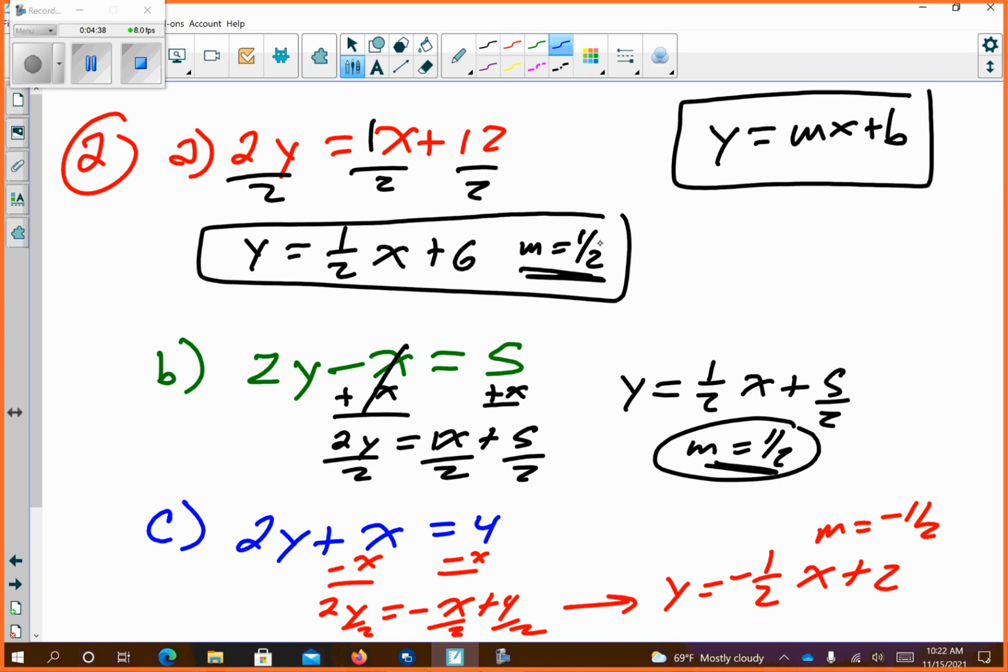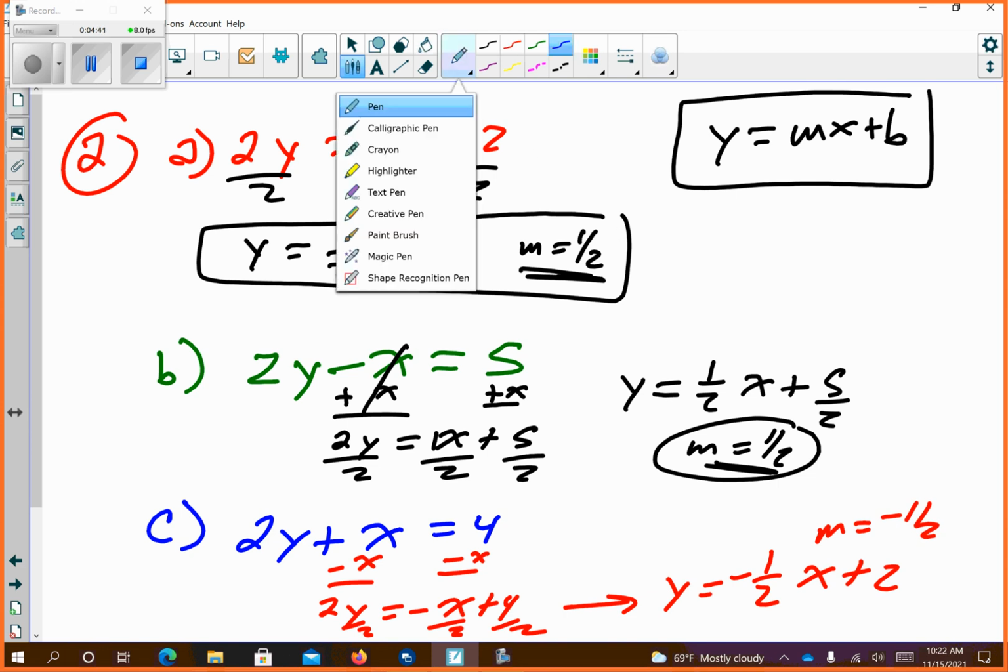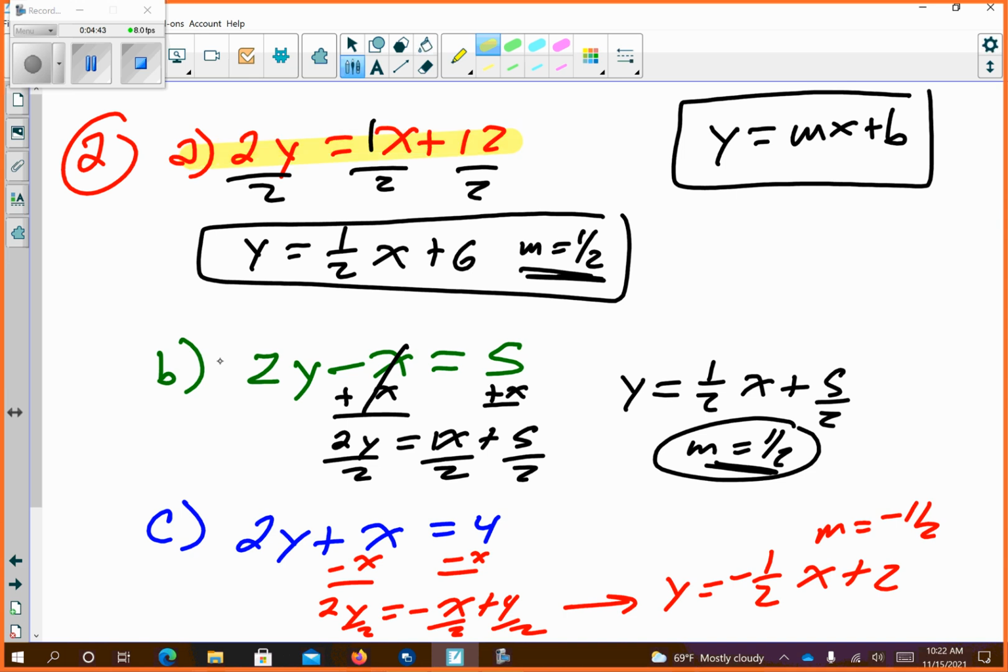Okay, the slopes are the exact same. So these two are parallel. This one and this one are parallel to each other. And then C is not parallel or perpendicular. It does cross, it's just not. Negative half is not the negative reciprocal of half. It's negative, but it's not the reciprocal. So if I wanted to find a perpendicular slope, I'd be looking for -2 for a slope, or -2/1.